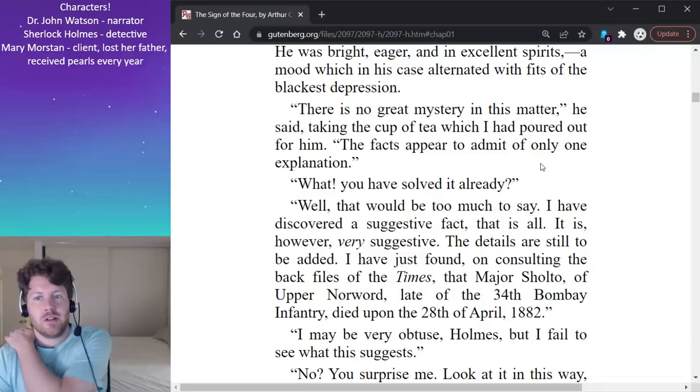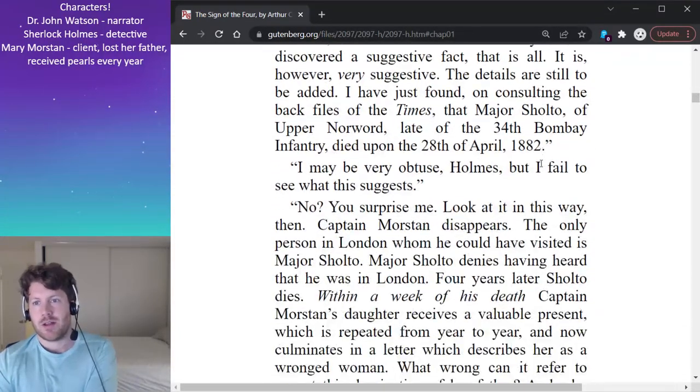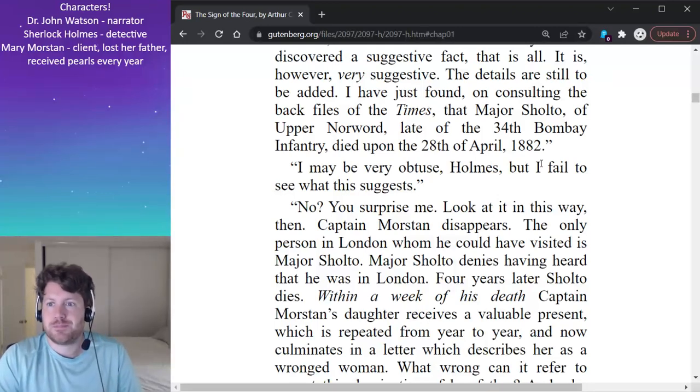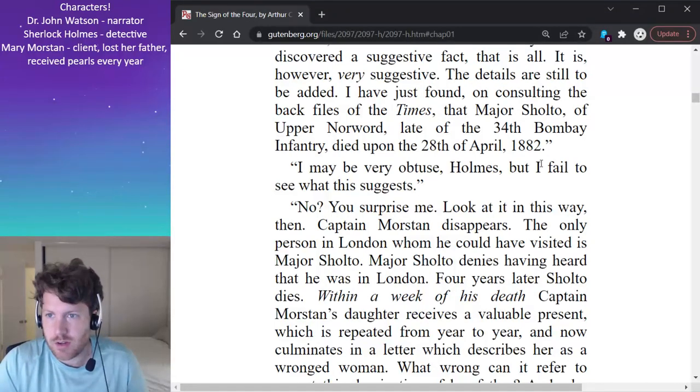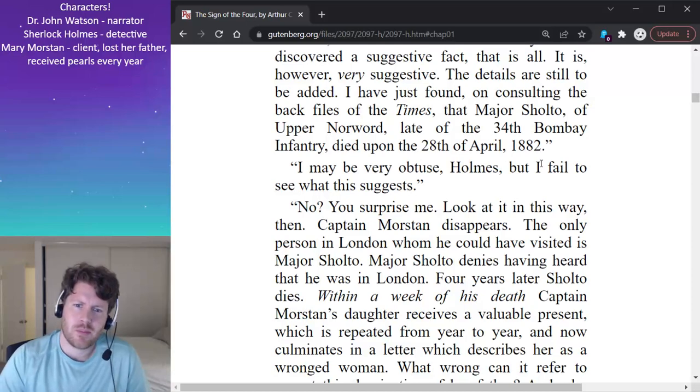"What? You have solved it already?" "Well, that would be too much to say. I have discovered a suggestive fact, that is all. It is, however, very suggestive. The details are still to be added. I have just found, on consulting the back files of the Times, that Major Sholto, of Upper Norwood, late of the 34th Bombay Infantry, died upon 28th of April, 1882. I may be very obtuse, Holmes, but I fail to see what that suggests."